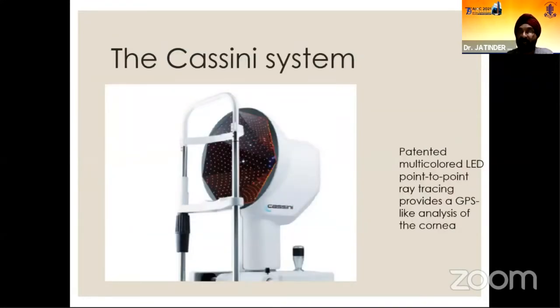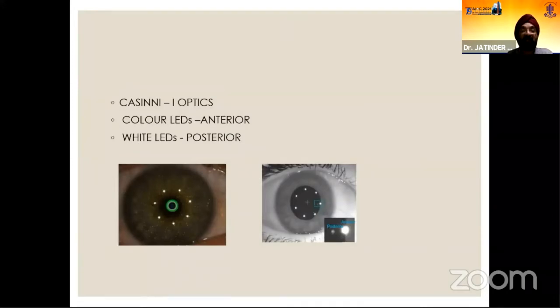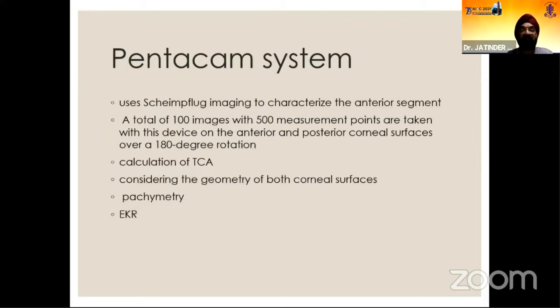Cassini system is another machine where there is analysis of the specular reflection of about 680 colored LEDs for estimation of the anterior corneal curvature, and for the posterior corneal curvature we have 7 additional projected infrared LEDs, so we can have estimation of corneal elevation maps, tangential and axial curvatures, corneal refractive power, and overview of Zernike terms for higher order aberration. So this is what Cassini is. The colored LED shows anterior images and the white LED shows the posterior images.